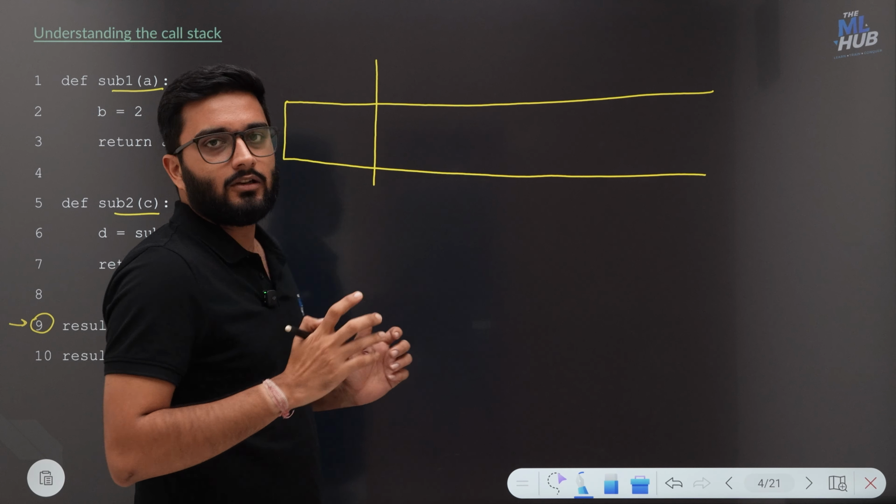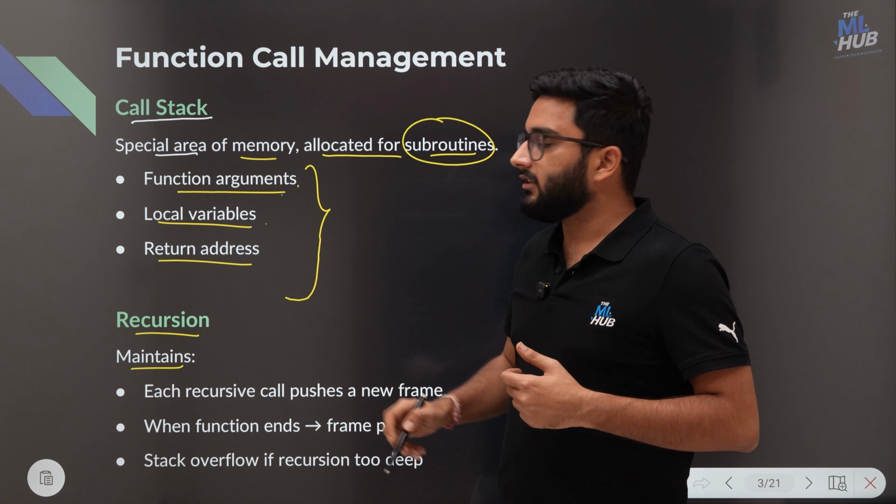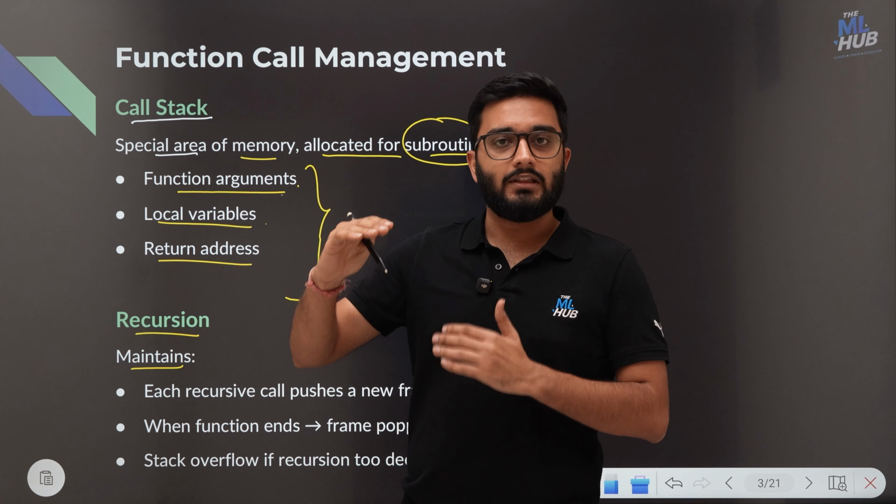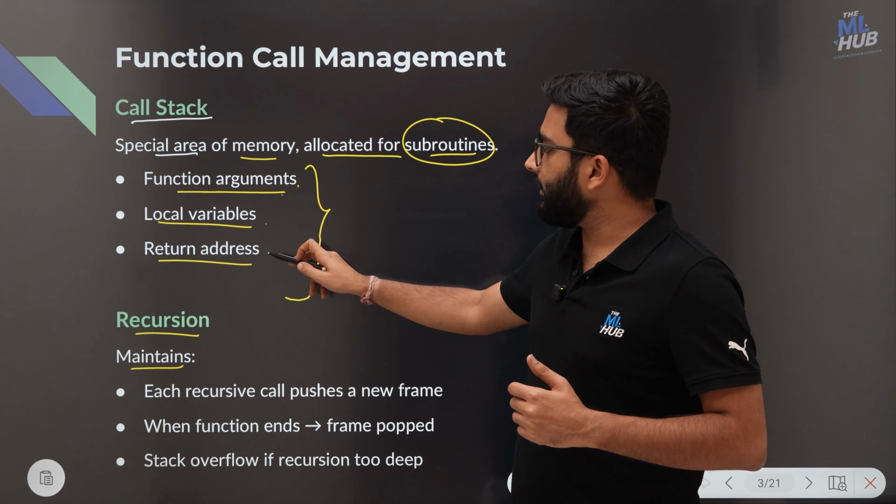What are the values? We discussed in the previous slide. The call stack contains function arguments, the arguments with which the function is called; local variables, the variables defined locally in that function; and finally, the return address. The return address is the address of the location from which the function is called.